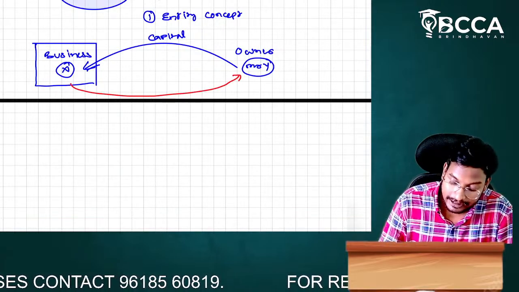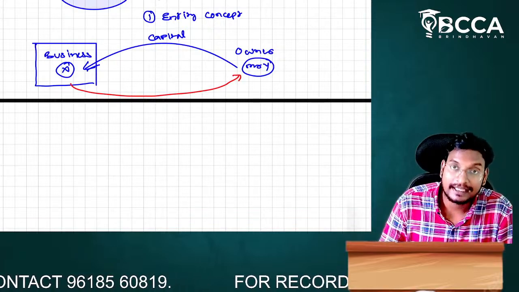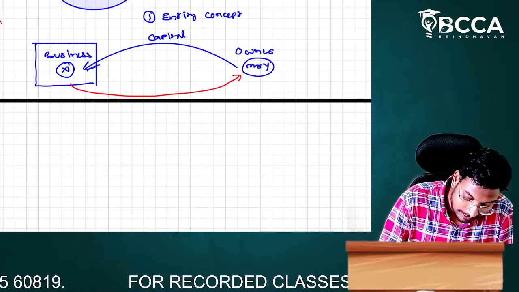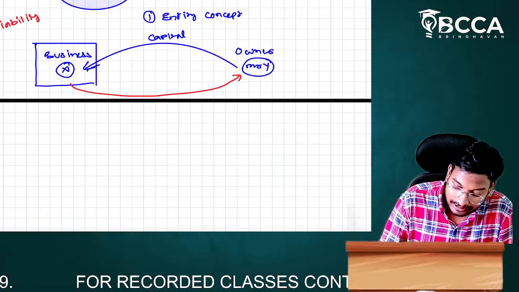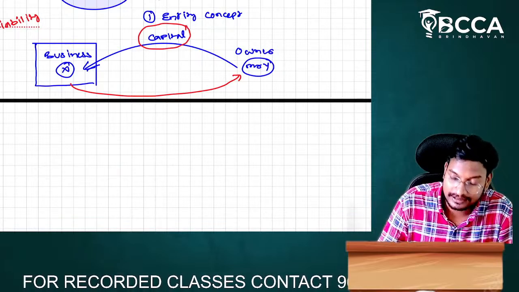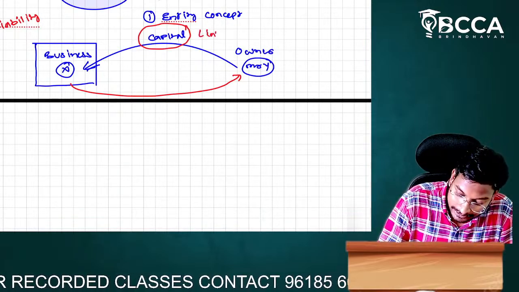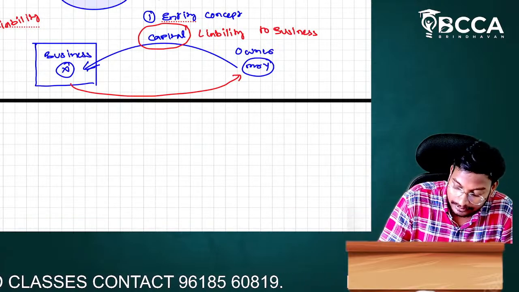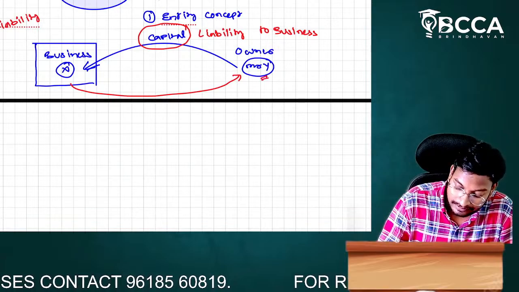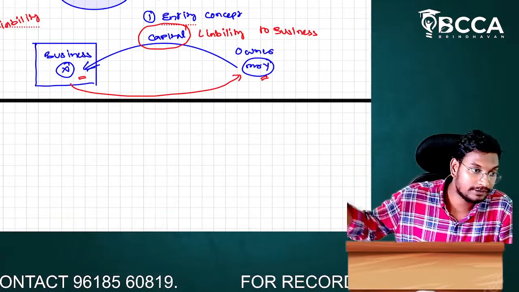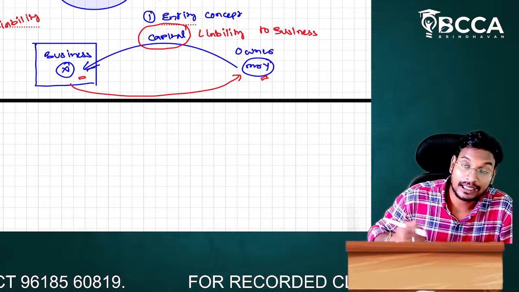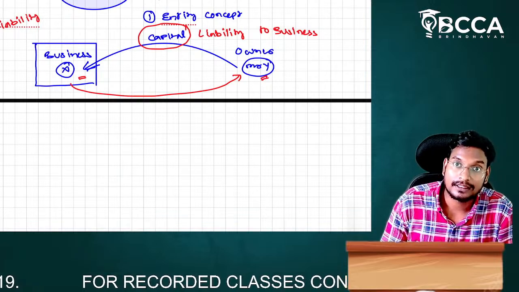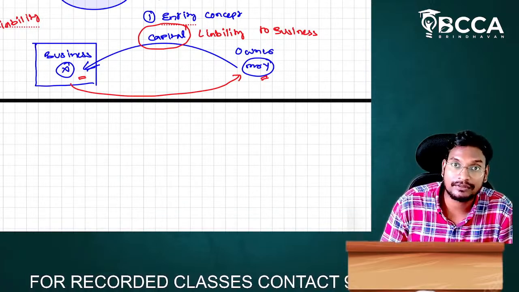Yes or no, sir? We have to repay to Y. Anything that we have to pay is called a liability. So the capital is a liability to the business. Why is it a liability? Because the owner is a separate person and the business is a separate person. If another person has given money to us, we have to repay. So the capital is a liability for the business.